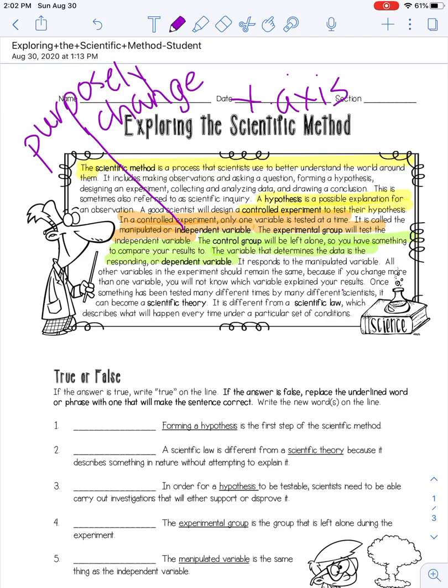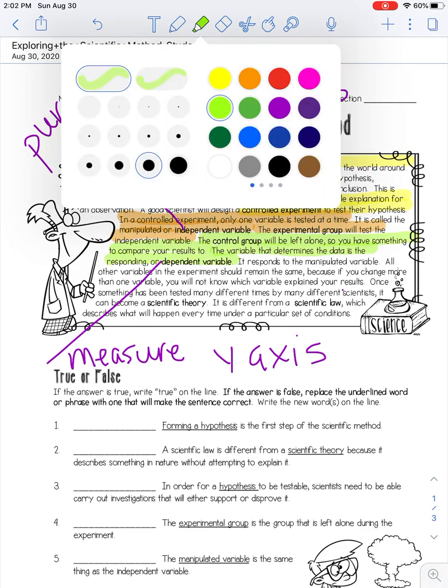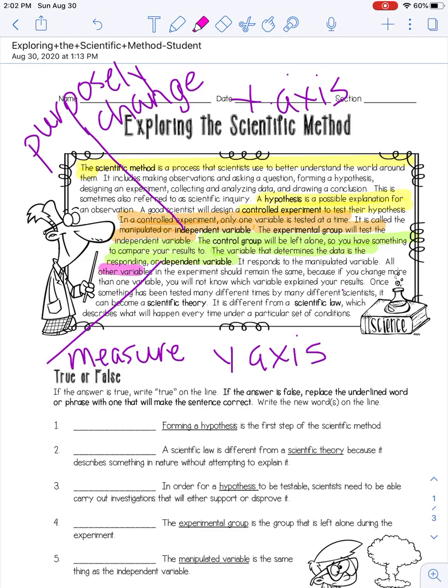And when we have our other variable, our dependent variable, let's come down here with this one. This is the one that you measure. And if we were to graph our results, it would be on the y-axis. Okay? So the dependent variable responds to the manipulated variable. All other variables in the experiment must stay the same. Has to stay the same, because if you change more than one variable, you will not know which variable explained your results.